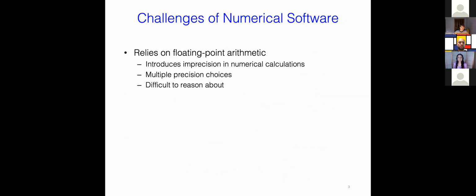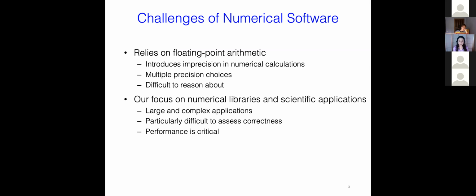Now, numerical software relies heavily on floating point arithmetic, which brings additional challenges for reliability and performance. Floating point, as you may know, is a widely used representation that approximates real numbers, and by nature, floating point introduces imprecision in numerical calculations. So these, along with the various precision choices that are available, make floating point programs particularly difficult to reason about.